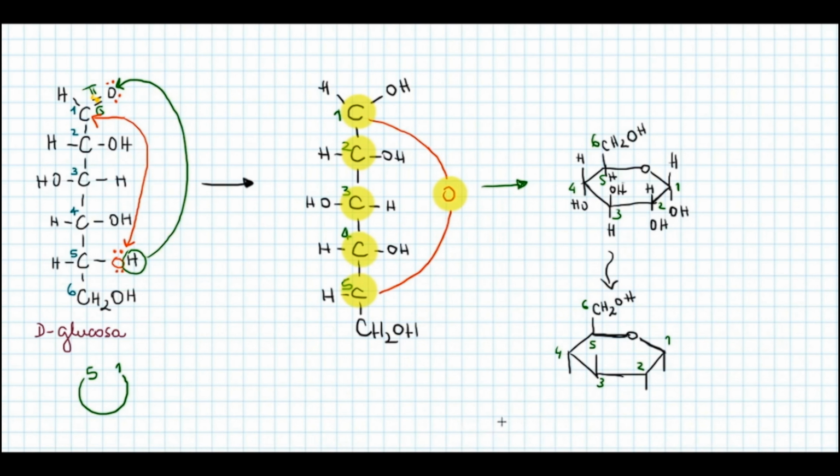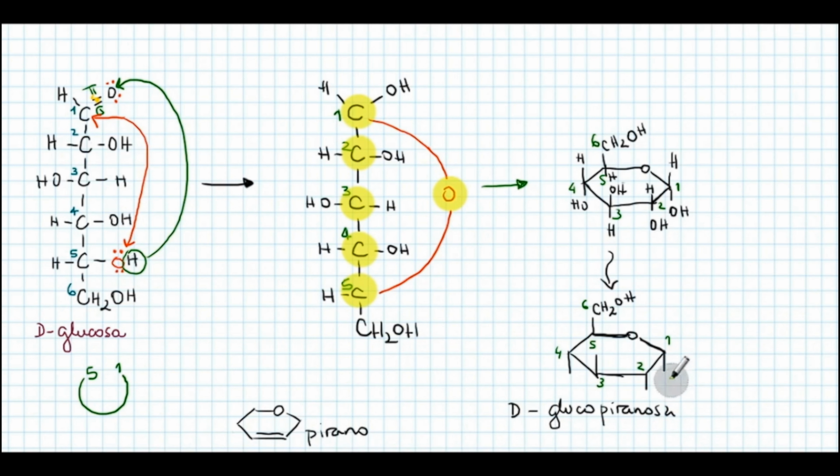Let's name it. I will say that it is D because it comes from D-glucose, which is the one with the OH of the penultimate carbon, that is, the last chiral carbon, on the right. I will say that it is gluco because it comes from glucose. I am going to put a pyranose ending on it because the cyclized structure is reminiscent of the structure of pyran, which is this one, so that's why it is called pyranose.